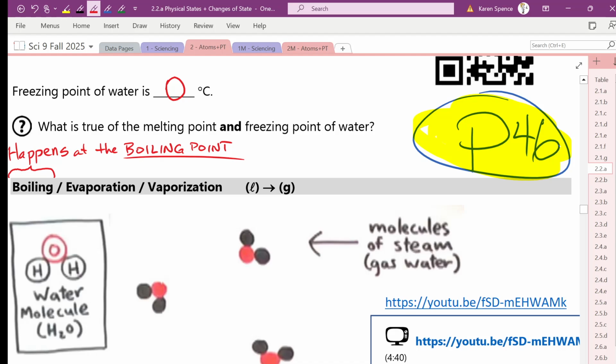How is that different from evaporation? What temperature does evaporation take place at? The same. Just, sorry, not the same. Sorry, that's different. It takes place at whatever temperature you happen to be at. Yeah? It just happens at any temperature.